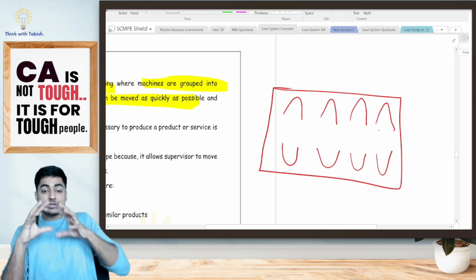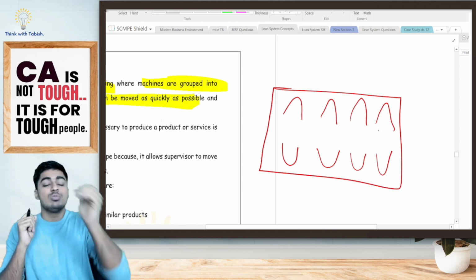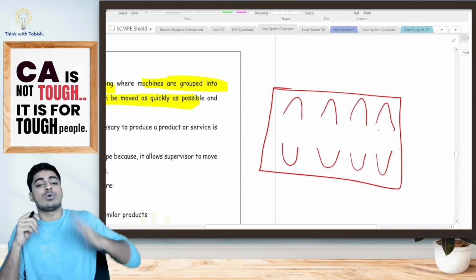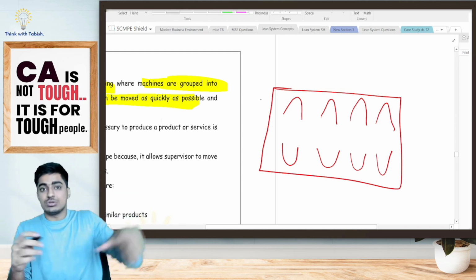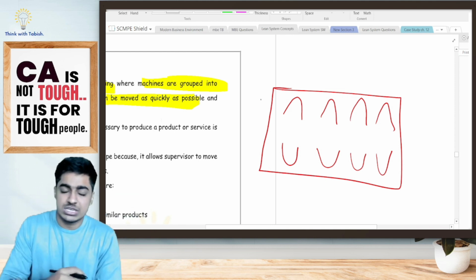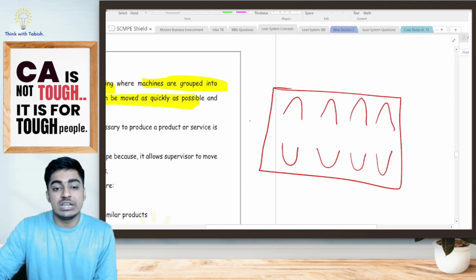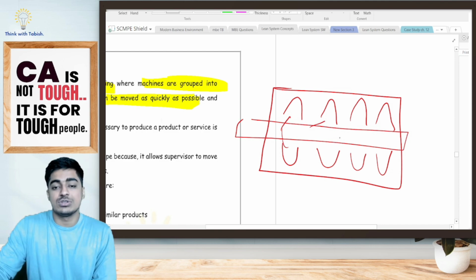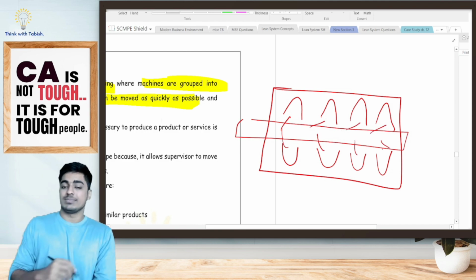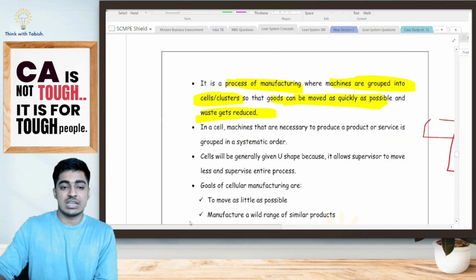So things are going to look clean. Movement will be minimum. If a supplier wants to give me any raw material, otherwise he has to look around and go to so many places. Now straight away, a clean place is there. Whichever cell he wants to deliver to, he can do that quickly. Yes, this is cellular manufacturing.